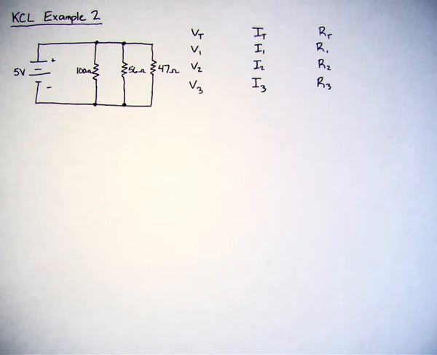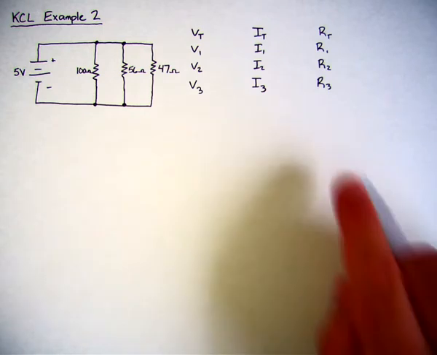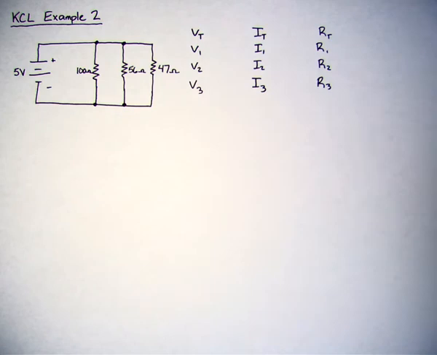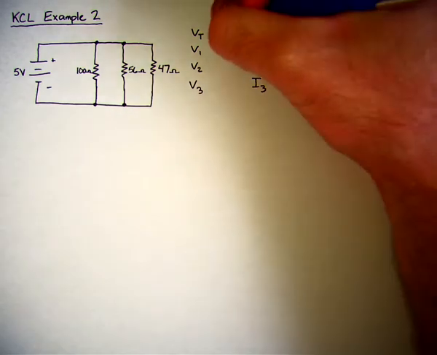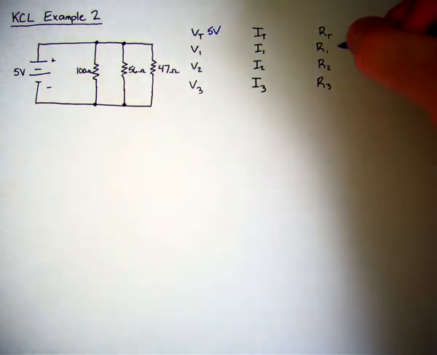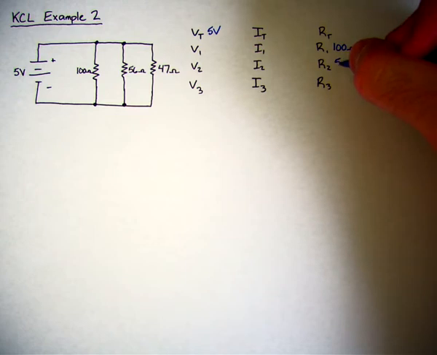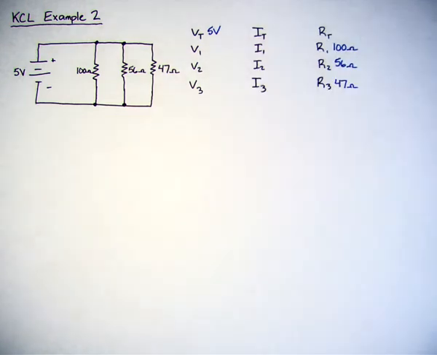I thought it would be good in this example to show you how we could use Kirchhoff's current law in order to solve a parallel circuit, a circuit we've already seen and done a lot of practice with. So the first thing I'm going to do is fill in my chart with what I have. The total voltage is 5 volts. Starting from the left and working my way out, R1 is 100 ohms, 56 ohms is R2, and 47 ohms is R3.